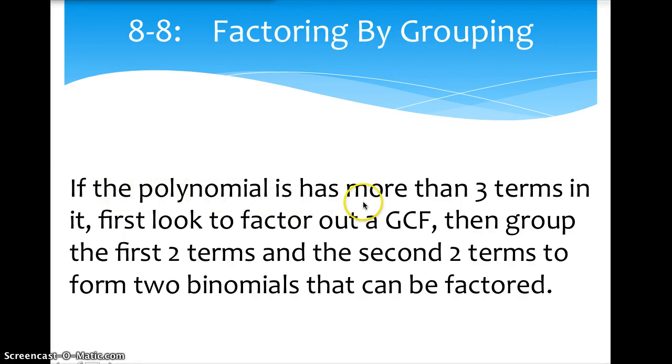If the polynomial has more than 3 terms in it, first look to factor out a GCF. Then group the first 2 terms and the second 2 terms to form 2 binomials that can be factored. Make sure you write this down. This is kind of the strategy. I try to simplify the strategy, and then go ahead and put me on resume so we can go on to the next screen.